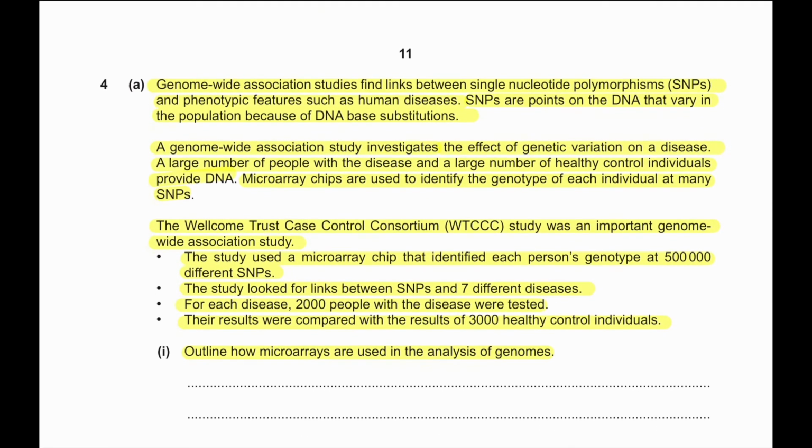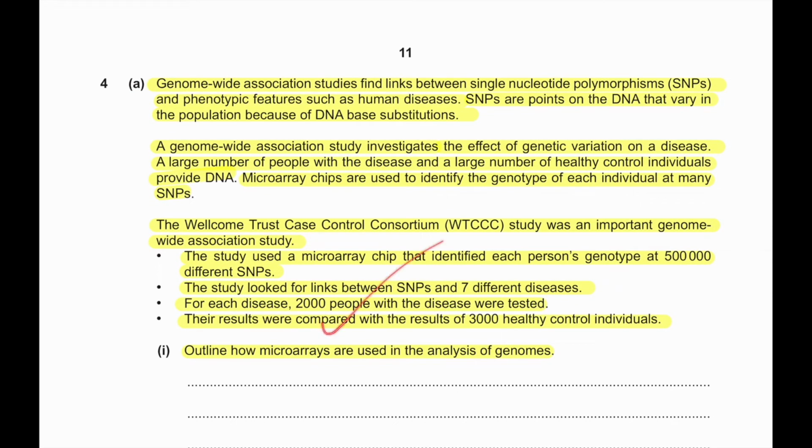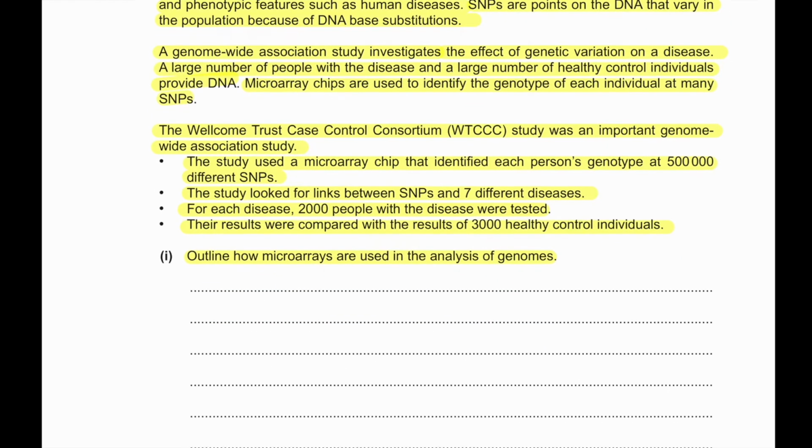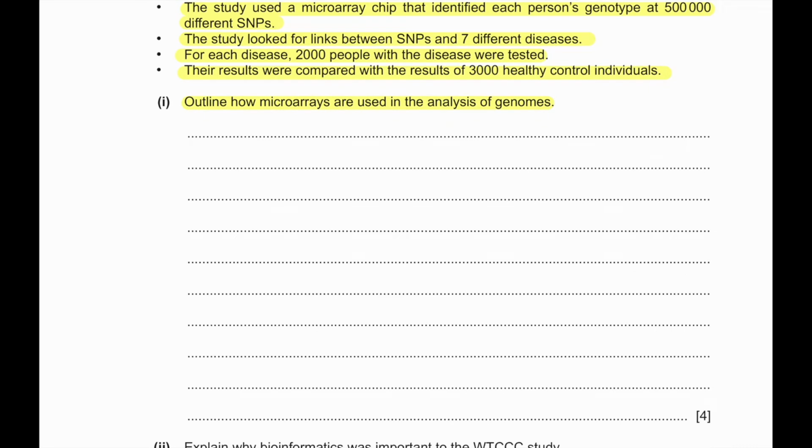Well, this particular question starts with a very big introduction. Don't get scared with this question, the main question is within our study limit. As you can see, outline microarrays and how they are used in the analysis of genomes. So first of all, to study genomes in microarray, single-stranded DNA is obtained from the DNA. The DNA is then labeled with fluorescent tags.